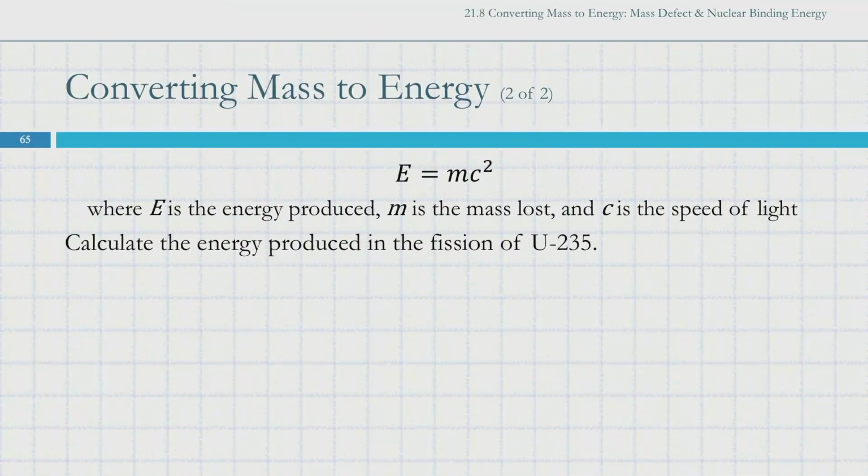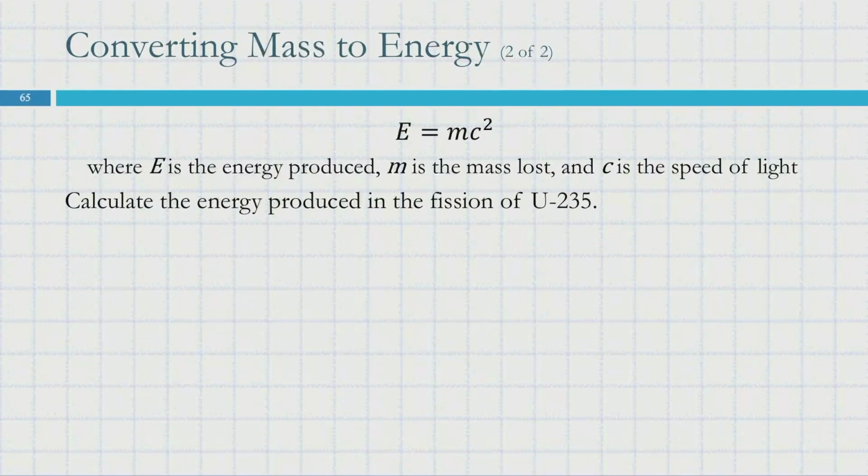And this is based on E equals mc squared. Energy is mass times the speed of light squared. This is Albert Einstein's famous equation. And we'll pick up here next class.